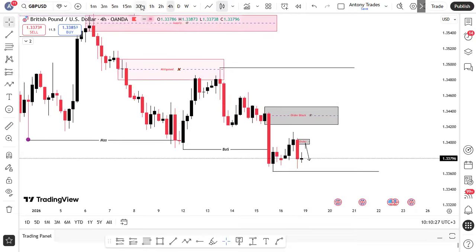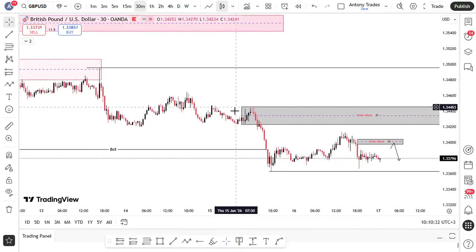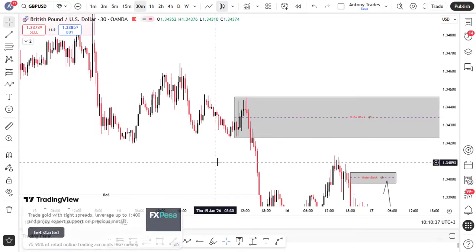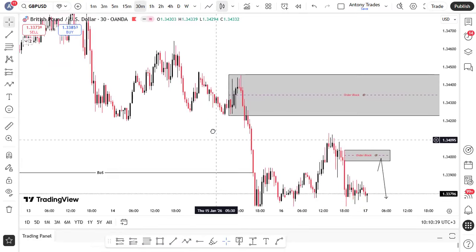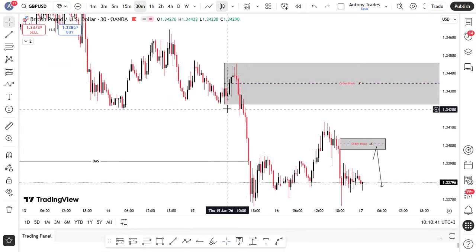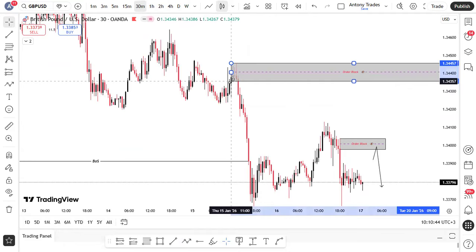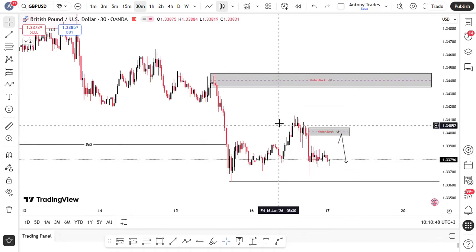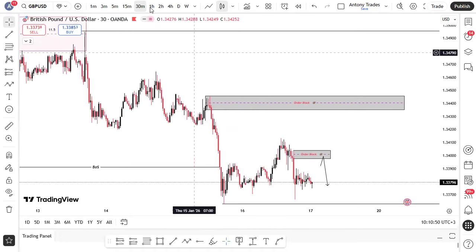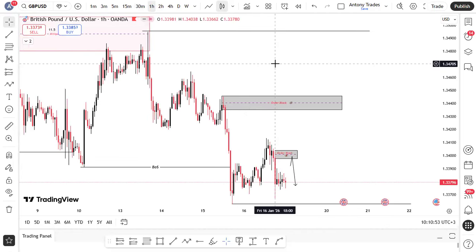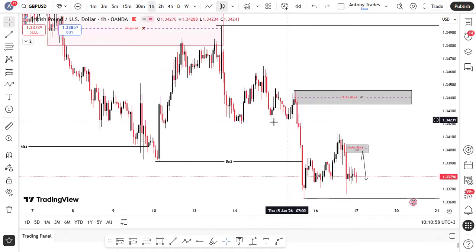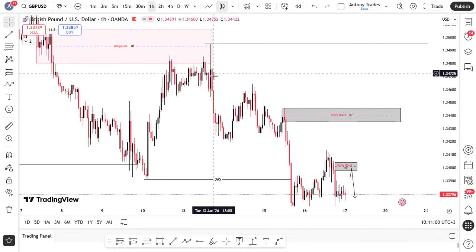Let us check whether we can refine this order block on the lower time frame, maybe the 30 minutes time frame. Very nice, yes, we can refine this order block on the 30 minutes time frame, guys. You can see we have this order block at that point. On the 1 hour, we also have a fair value gap here, and you can see on the 1 hour time frame we have nothing else here.